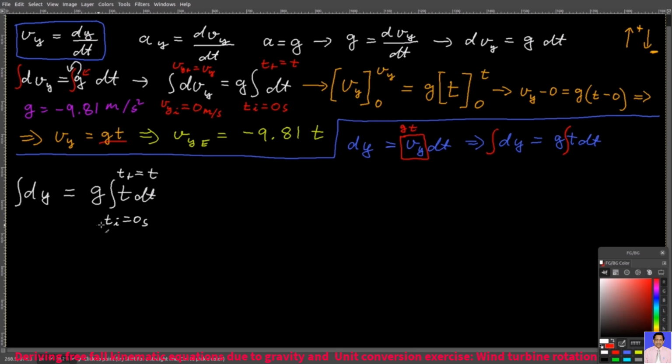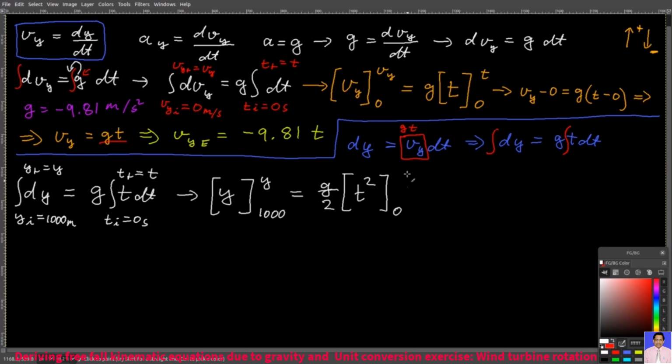And so on this side, when time equals 0 seconds, your altitude, your initial y, is 1,000 meters, and your final y, again, we're going to keep as a variable. And so we have y here, these are the bounds, and then if I take the integral of this thing, then I will have g over 2 times time squared, and then for the bounds I have 0 and t. And so all that will give me y minus 1,000 on one side, and then g over 2 times t squared minus 0, like this.